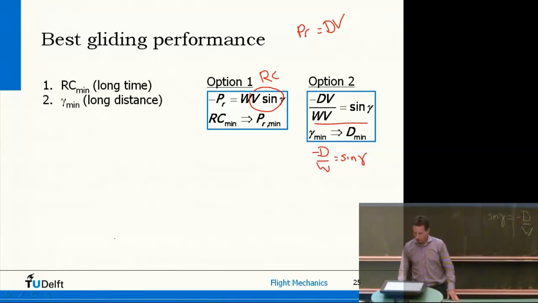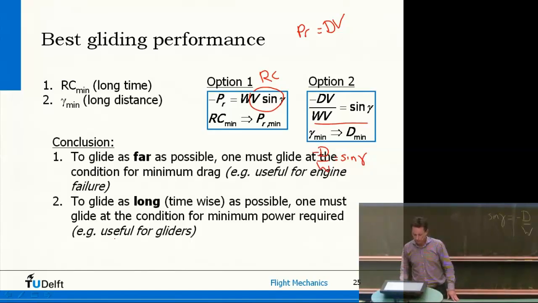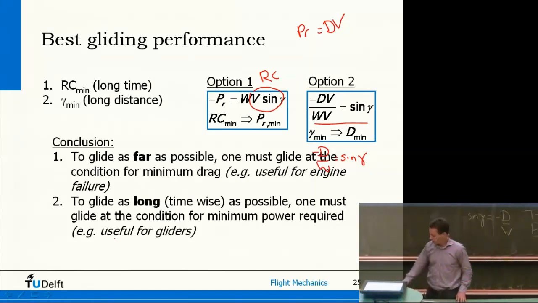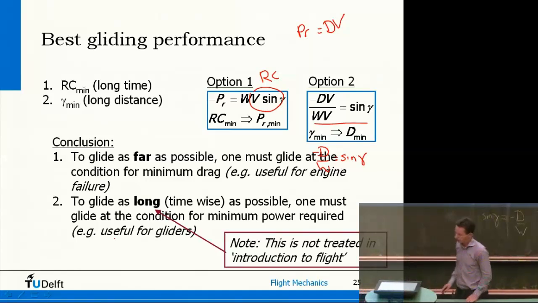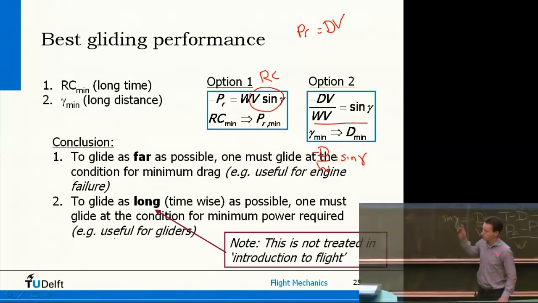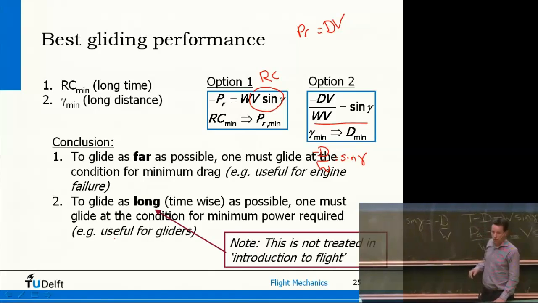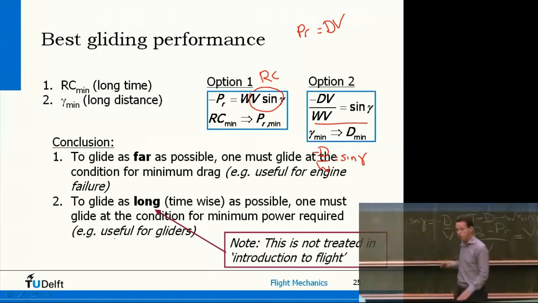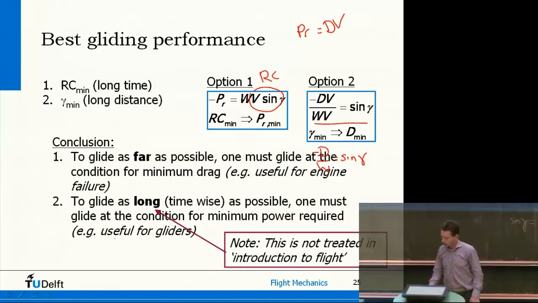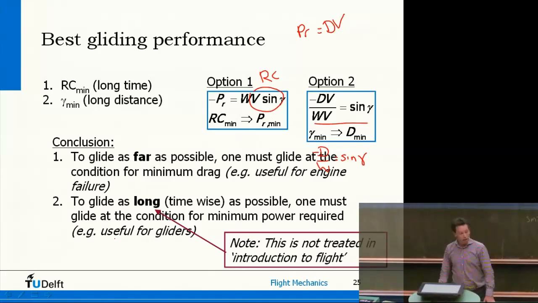Now, these are the two things we're going to look at. One thing you have to pay attention to is that the first option, staying in the air as long as you can, time-wise, is not treated in the book, so that's only present in these sheets. So let's treat both things, and let's start with the most relevant one, trying to get as far as you can following an engine failure.